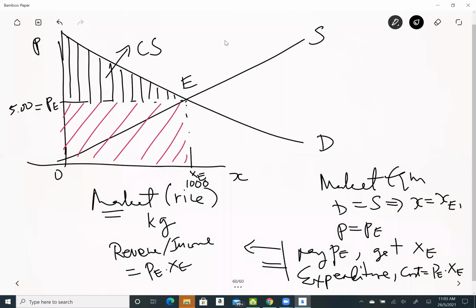So that extra gain, the consumer surplus, why do you get it? Because of the demand function. All right, because of the demand function. The demand function tells you the price you are willing to pay. Okay, the price we are willing to pay.